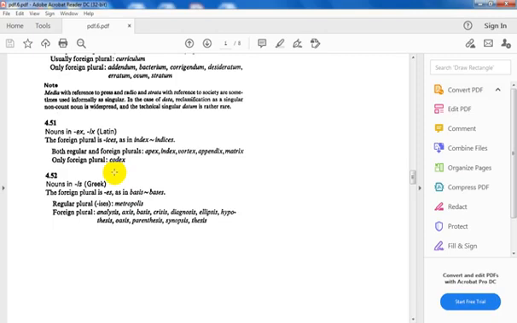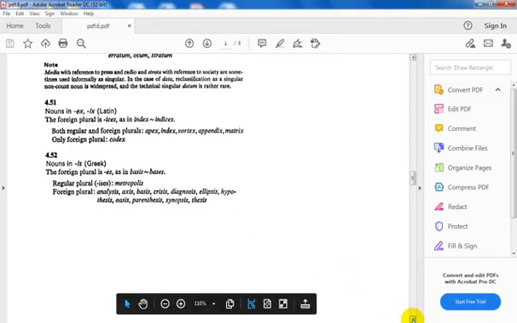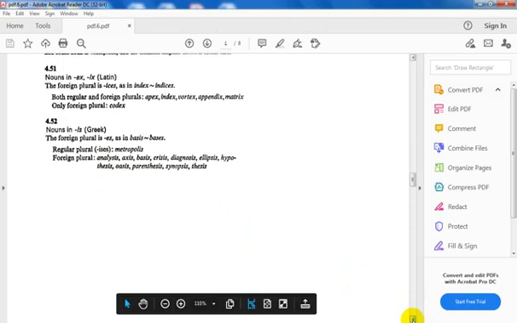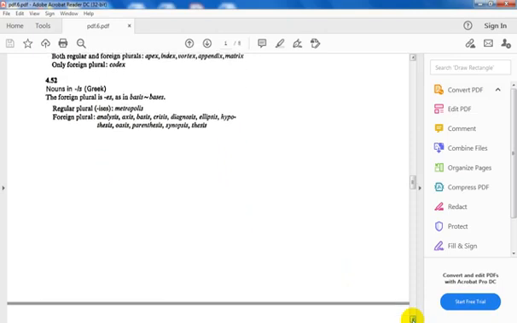Move to the nouns ending in IS. These nouns are from the Greek language. According to Greek, if the noun ends in IS, this IS becomes what? ES. Regular plural: metropolis, metropolises, adding ES, this is regular. Foreign plural: analysis, this IS will be ES. Axis, axes. Basis, bases. Crisis, and so on. Thesis, theses, this I becomes E. Parenthesis, parentheses, this I becomes E.